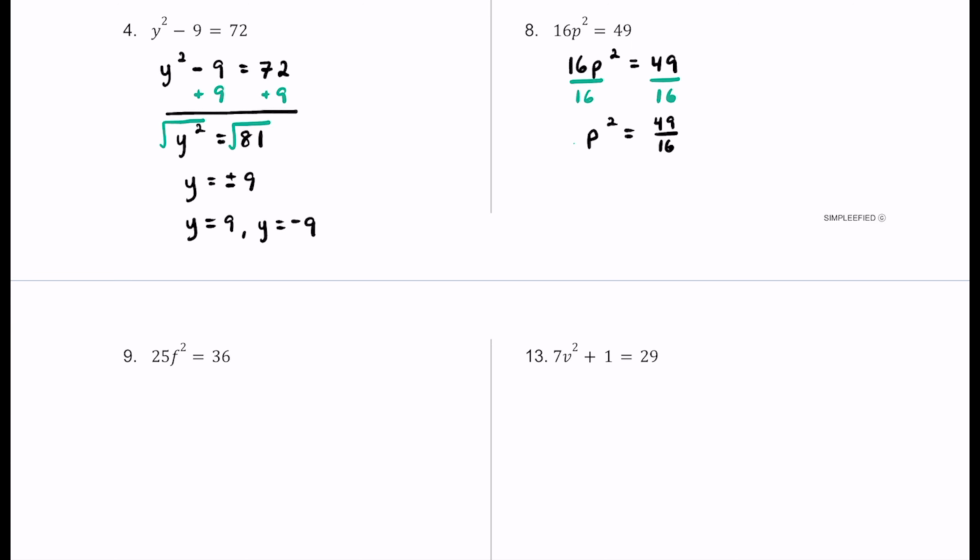But now that p squared is isolated, we can just go ahead and take the square root from both sides here. And the square root of p squared is just going to be p. And remember, with radicals, if you have the square root of a fraction, you can just take the square root of the numerator and denominator. So the square root of 49 is going to be 7, and the square root of 16 is going to equal 4. So we have p is equal to the positive 7 over 4 and the negative 7 over 4. So written separately, p equals 7 over 4. That's one solution. Another solution is p is equal to negative 7 over 4. Both of these would work for this equation.